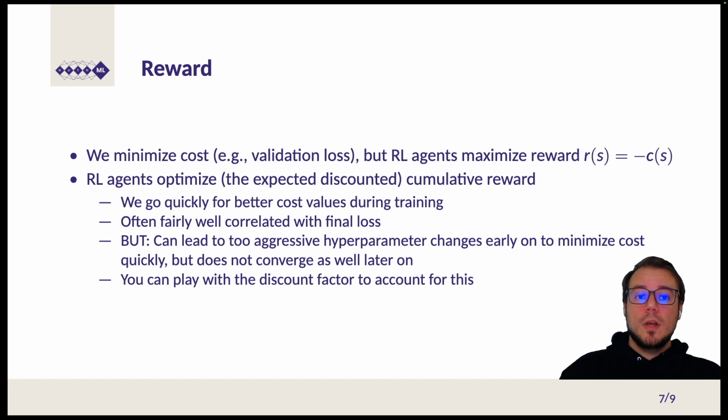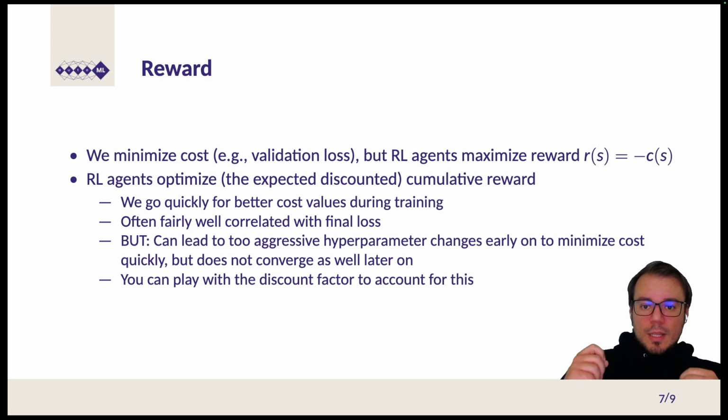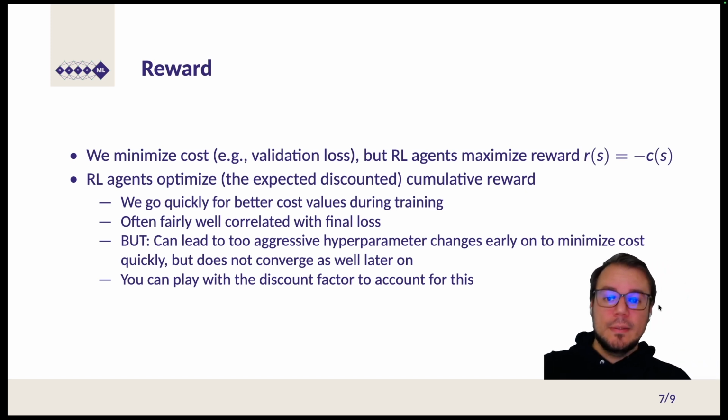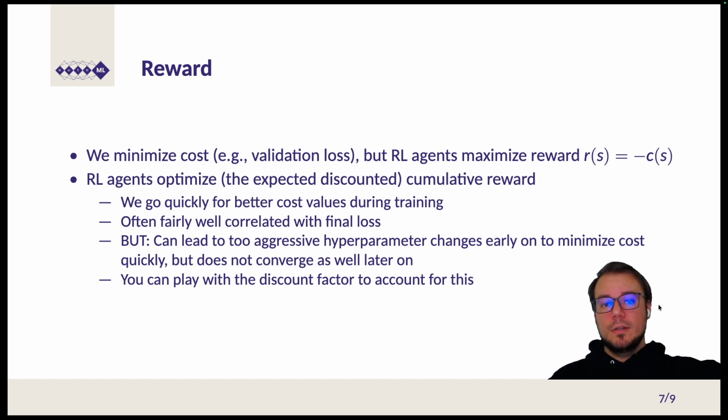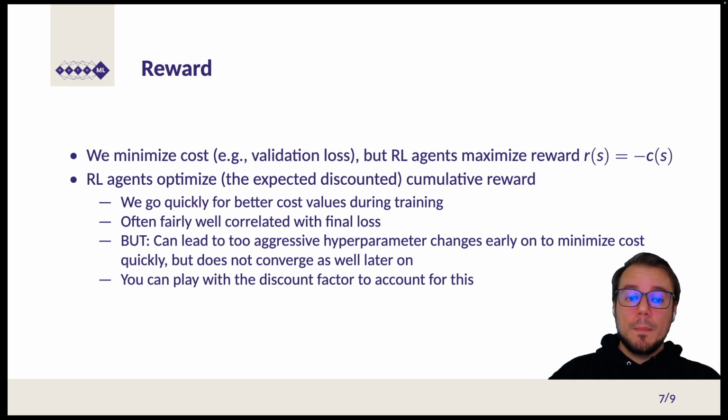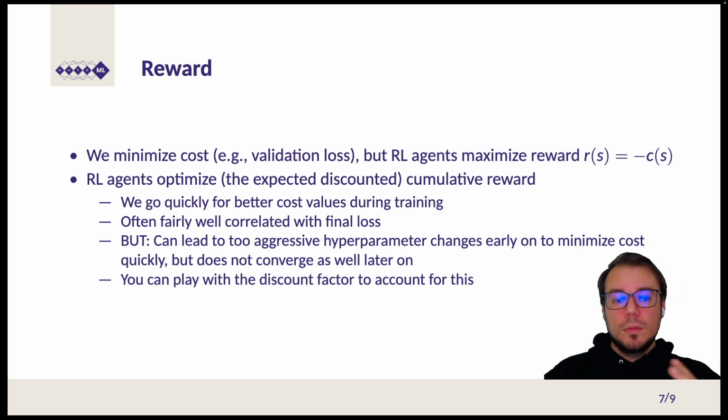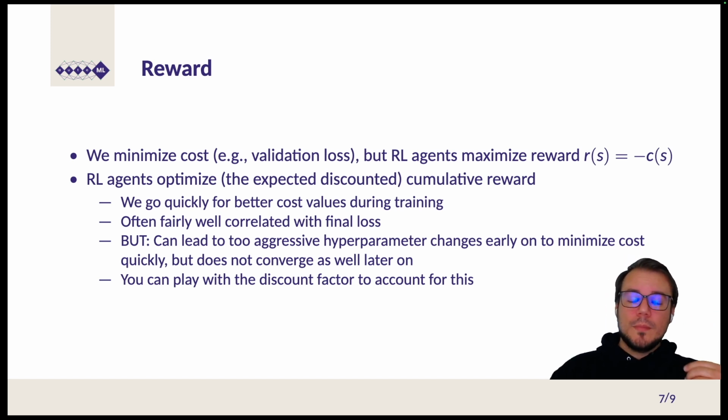Now, RL agents optimize a cumulative reward. That means we go quickly for better cost values during the training, which is often fairly well correlated with final losses. But it's fairly greedy, right? That can lead to very aggressive hyperparameter changes early to minimize costs quickly, but not necessarily take into account what happens later on. That could potentially be addressed with some hyperparameter tuning on the RL side to determine what the horizon should be or how far you should discount in the future. But that is not always a silver bullet, and tuning on top of tuning is a very expensive procedure.